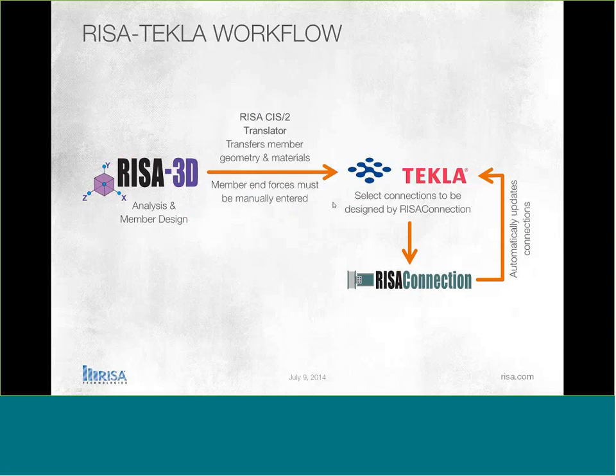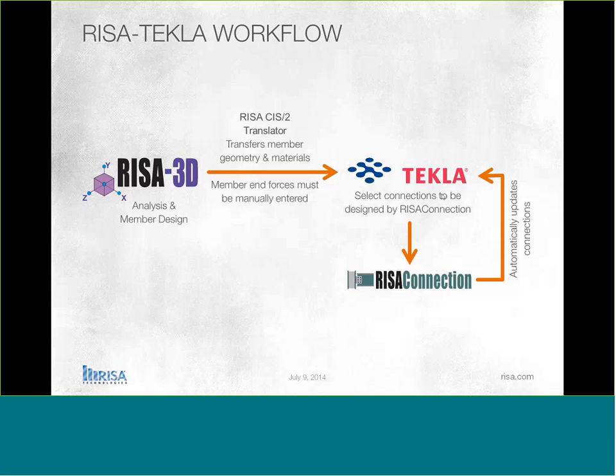You lay out your entire building model, run the loads, find all of the forces through those members, do the design of the structure, and then size up the members as needed. And then using what we call the CIS2 translator, you would transfer all of those members from RISA 3D, the geometry, the materials, all of that, directly over to Tekla. So you can take your entire model from RISA 3D to the Tekla model.